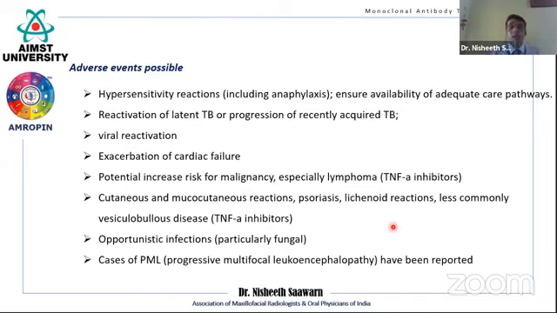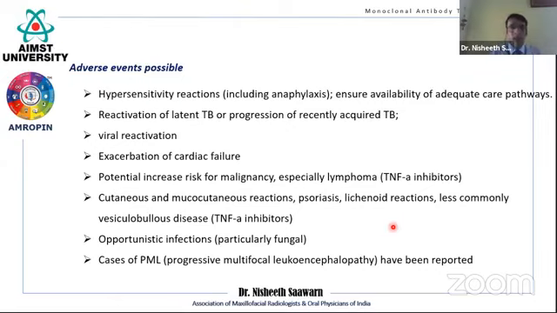Okay. There may be a reactivation of latent tuberculosis, or a new tuberculosis infection may occur. So you have to be careful for that. Some opportunistic viral infections may reactivate. The cardiac failure may exacerbate. So you should be mentally prepared for what all events are possible.